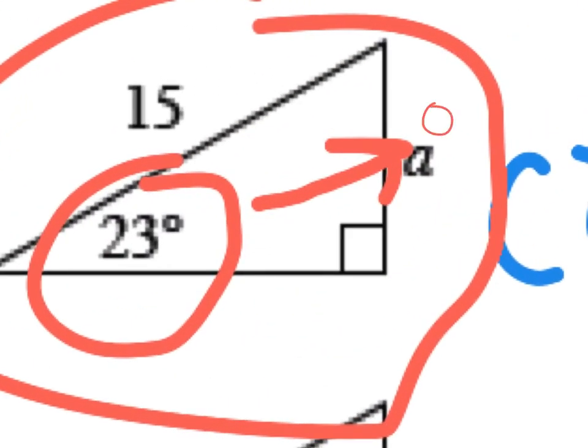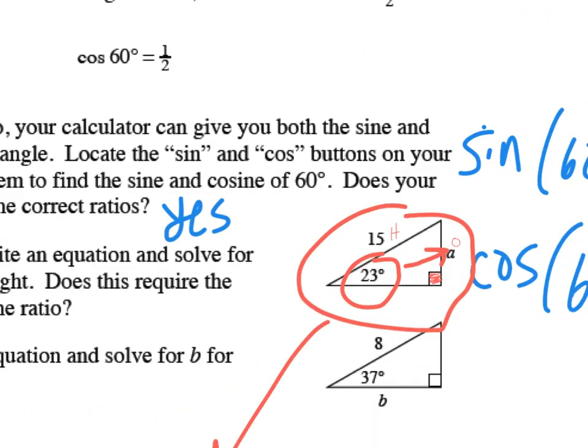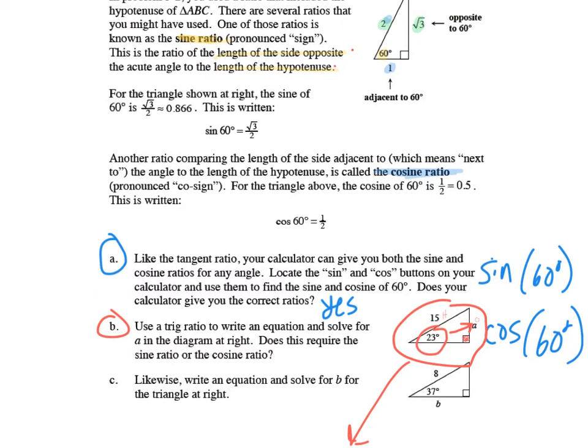This would be the opposite side length, and this is the hypotenuse, and I know the 15 is the hypotenuse because it's across from the 90-degree angle. It's the longest side. So as we defined up above, the ratio that involves the opposite side and the hypotenuse, we use the sine ratio.